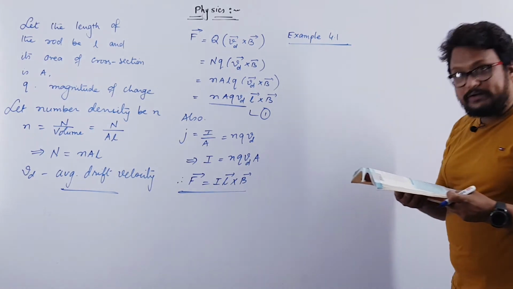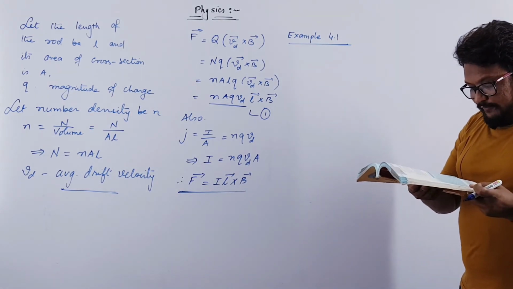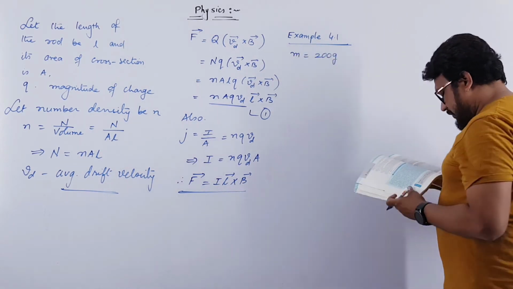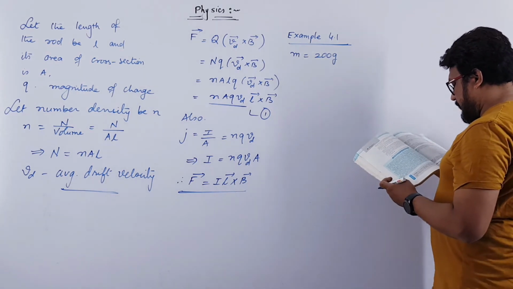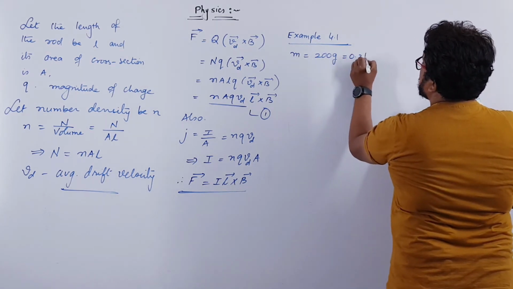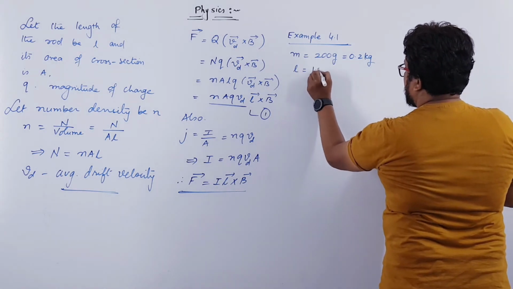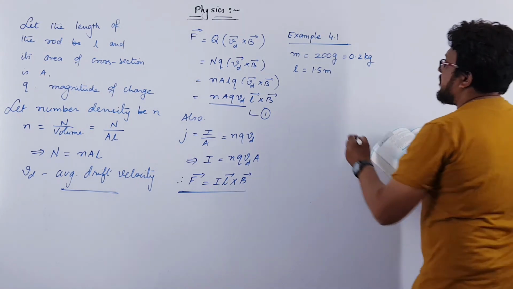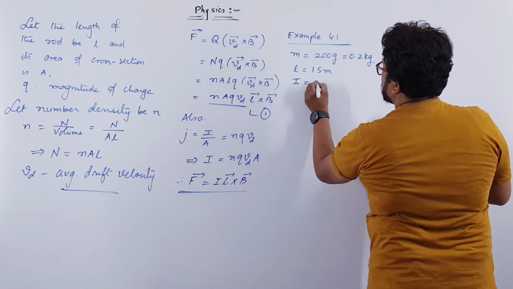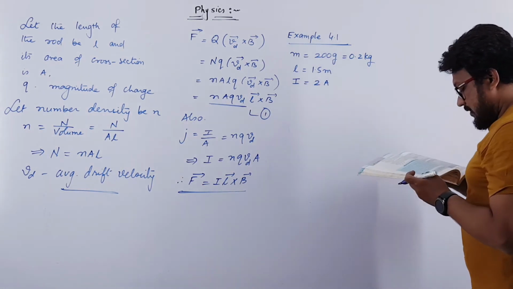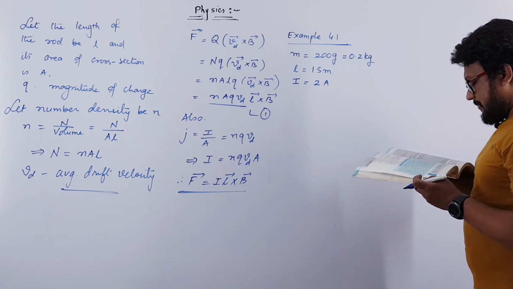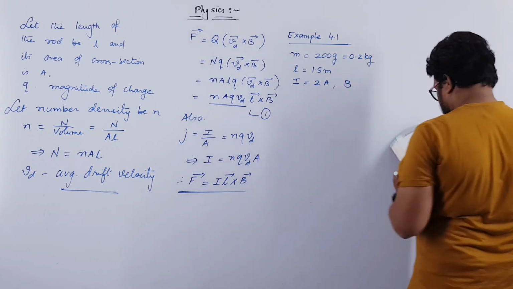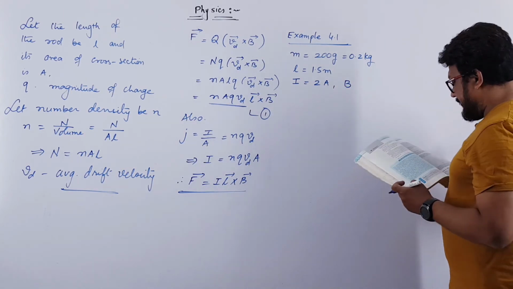Example 4.1. A straight wire of mass 200 gram and length 1.5 meter carries a current of 2 ampere. Mass is given as 200 gram, that is 0.2 kg, and length is given as 1.5 meter. It is carrying current I equal to 2 ampere. It is suspended in mid-air by a uniform horizontal magnetic field B. What is the magnitude of this magnetic field?